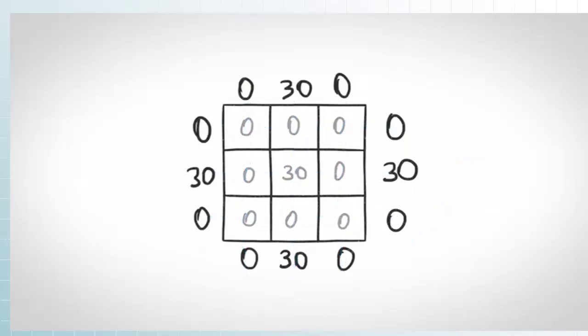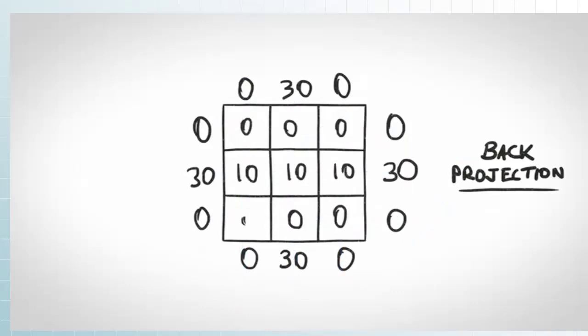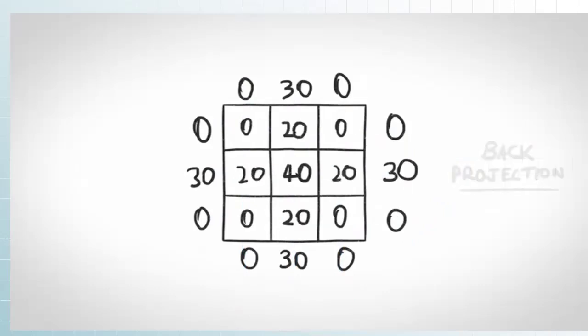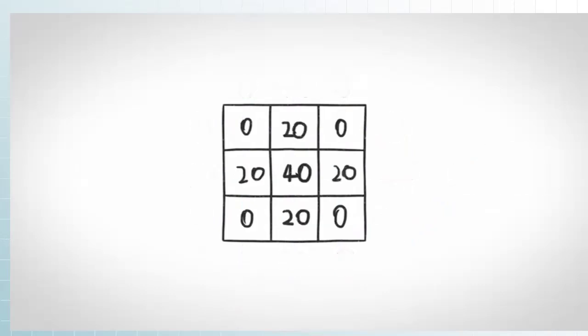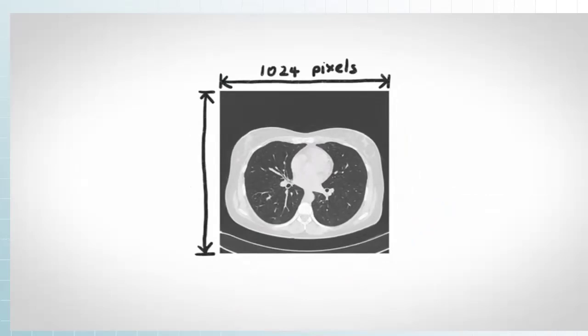Now, say we didn't know what the values in the table were. How do we figure them out? Well, we do something called back projection, where we spread out the total numbers across the table. So we take the 30 and the zeros, spread it evenly across the row like this, and then do the same for all the other different angles. You can see how this creates a decent representation of our original image, where the center is a high attenuation and the edges have a relatively low attenuation. So it's a similar concept in CTs, except the image is 1024 pixels wide.